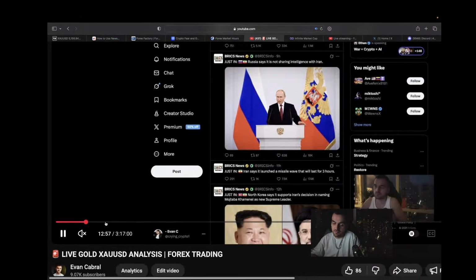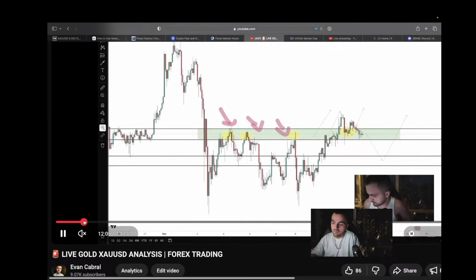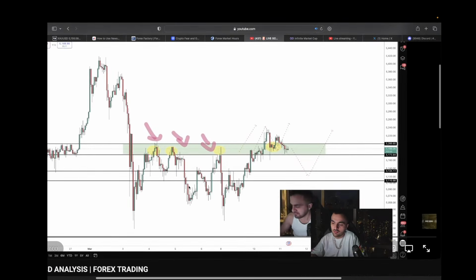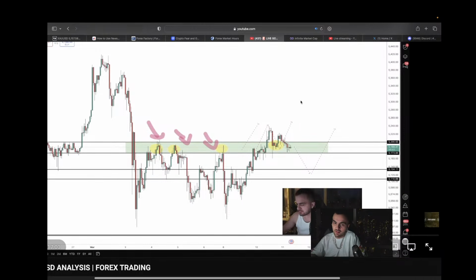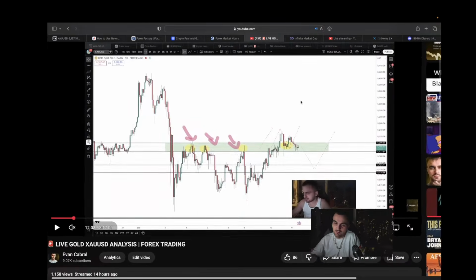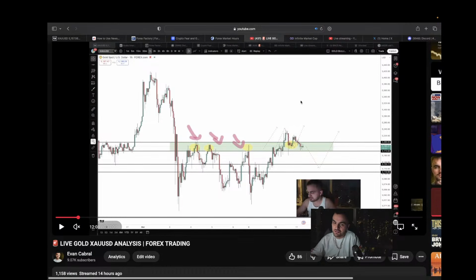Everyone's DMing me like, bro, what's going on with gold? It's dropping. And I'm like, I know. We talked about it: it's either going to hold this zone or it's going to dump down to the next area. So nothing's changed. We're talking about the same thing we were talking about the last three sessions. I've been saying this for hours now.